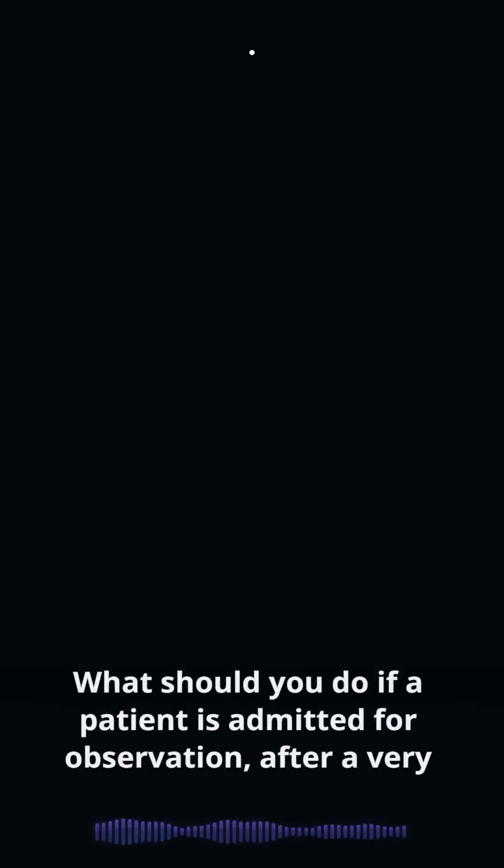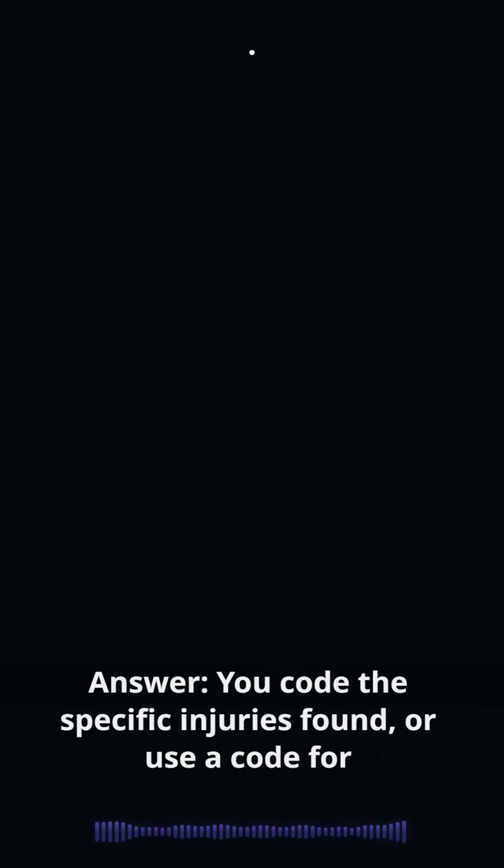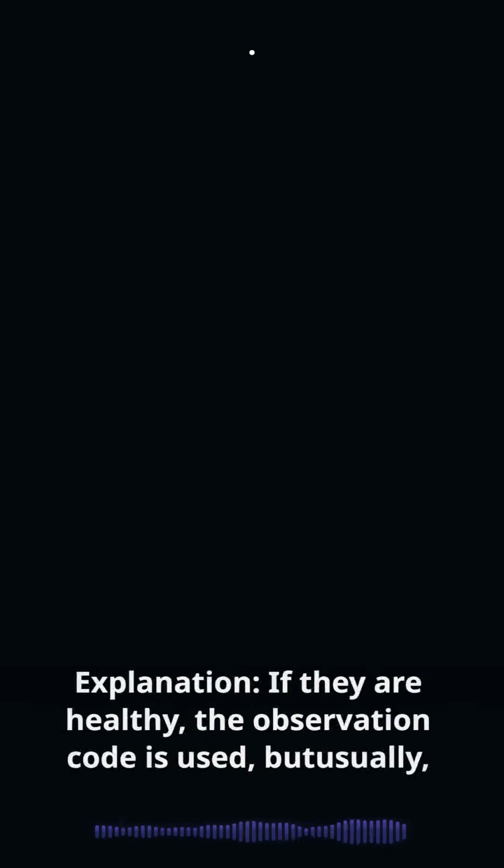109. What should you do if a patient is admitted for observation after a very bad car accident? You code the specific injuries found, or use a code for observation for suspected trauma. If they are healthy, the observation code is used, but usually, we find at least one injury.